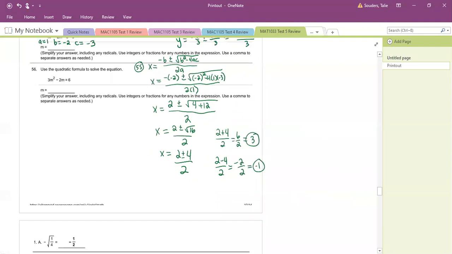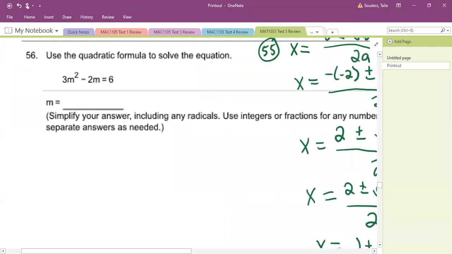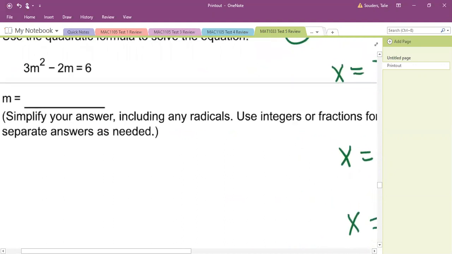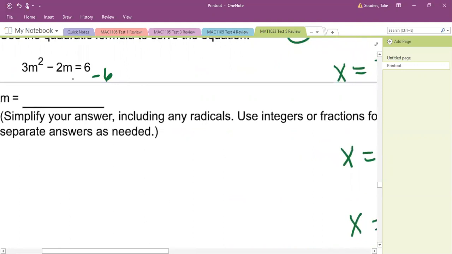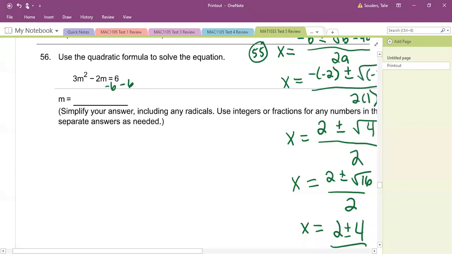Okay, so let's try last but not least, number 56. What do we need to do, no ifs, ands, or buts about it, as our first step? Subtract 6 on both sides. Exactly. Ooh, and apparently zoom in really, really far. Sometimes I think this computer has a mind of its own. Okay, so now we have 3m squared minus 2m minus 6 equals 0.